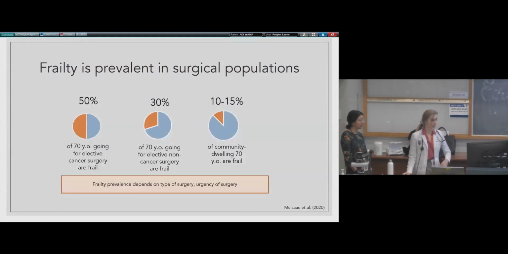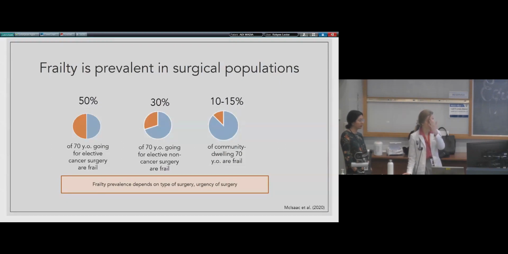And if we look at, say, a 70-year-old going for an elective cancer surgery, 50% of those will be frail. And if they're going for an elective non-cancer surgery, it's a little bit lower at 30%, compared to someone who's 70 in the community not going for any surgery. And this obviously depends on the type of surgery and the urgency of surgery as well.